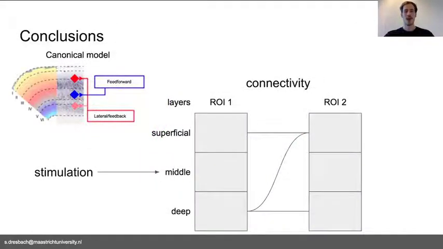To conclude, our results fit the canonical model discussed before with feed-forward input to middle layers and hypothetical feedback or lateral connectivity to superficial and deep layers.